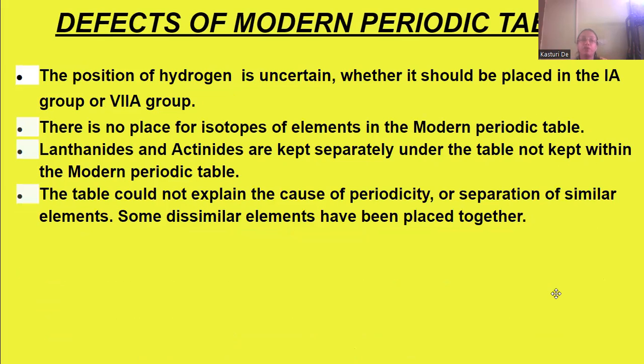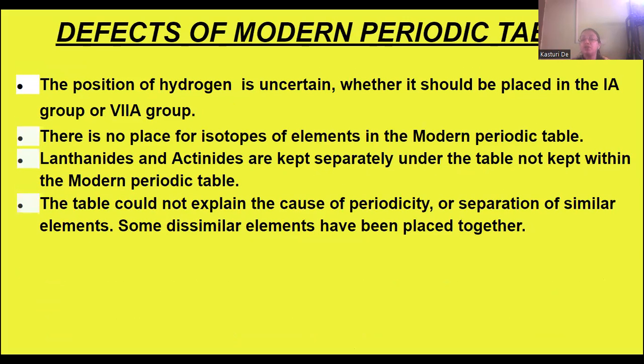What are the demerits of it? The position of hydrogen is uncertain, because it is not confirmed whether it should be placed in group 1A or in group 7, as hydrogen has some properties like the first group or the 7th group.